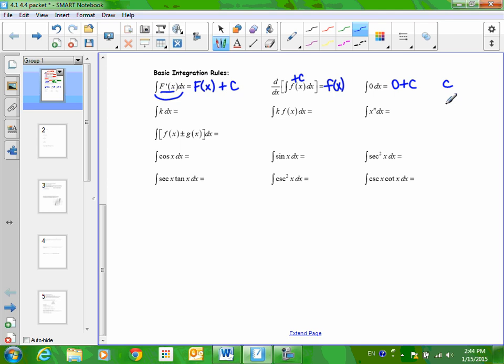All right, we already found out that the antiderivative of 5 was 5x. Can anybody tell me what the antiderivative of 11 is? 11x plus c, of course, right? What's the antiderivative of 29? 29x plus c. So what is the antiderivative for the integral of k? Kx plus c. Perfect. And k here would be a number.